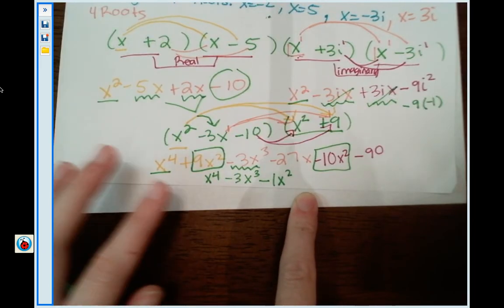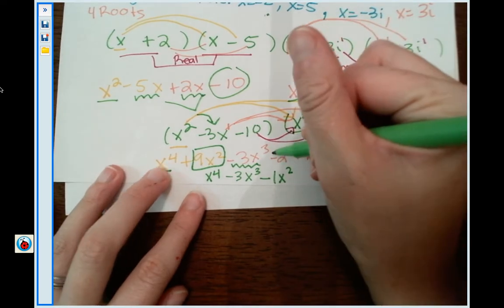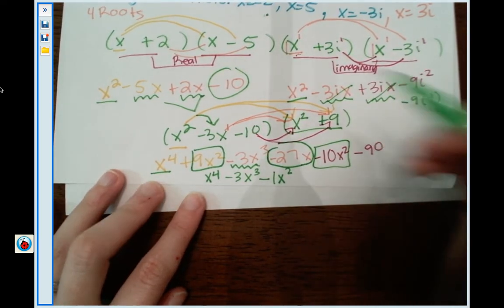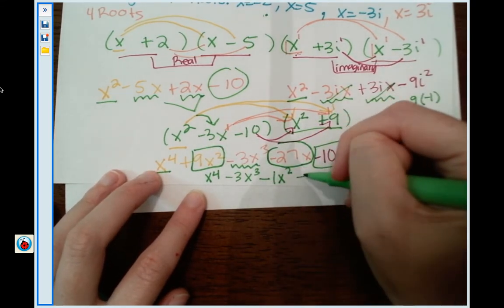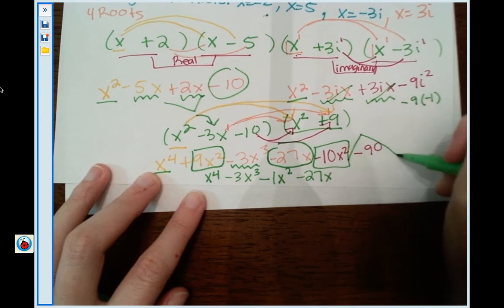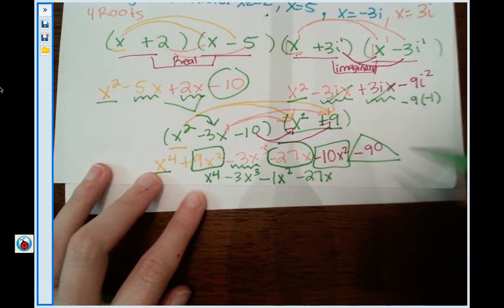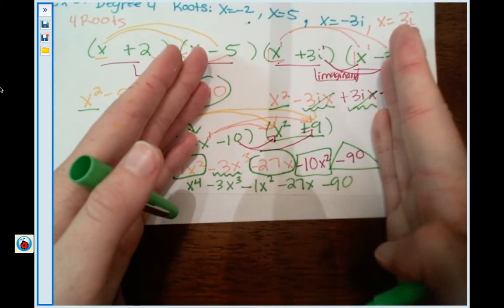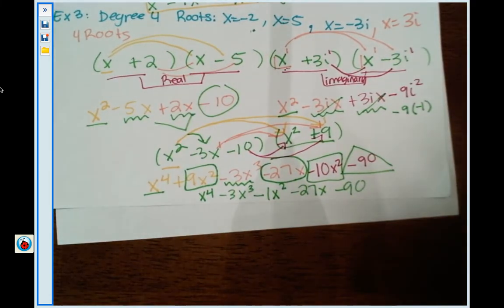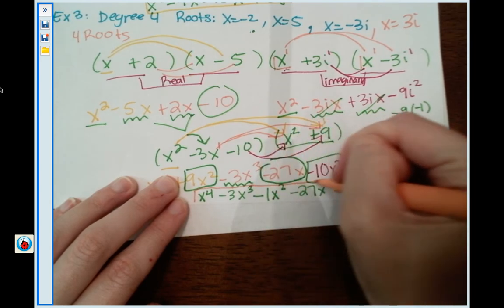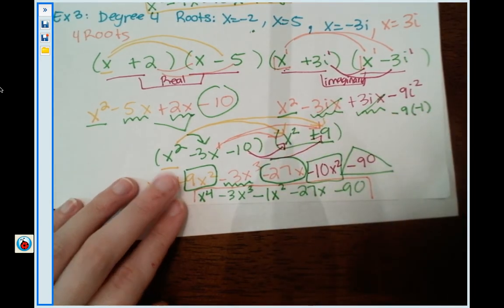Alright, now my term with just an x is this -27x. And it has nothing to combine to, so I just bring it on down. And finally, my -90. Again, it has nothing to combine to, so I just bring it on down. And bam, we have reached standard form, you guys. Wasn't that epic? It was totally insanely epic. So this, you guys, is our final answer. Yay, we have reached standard form.